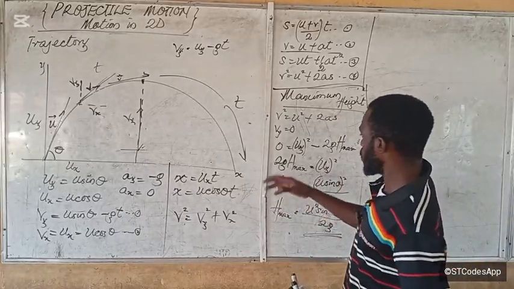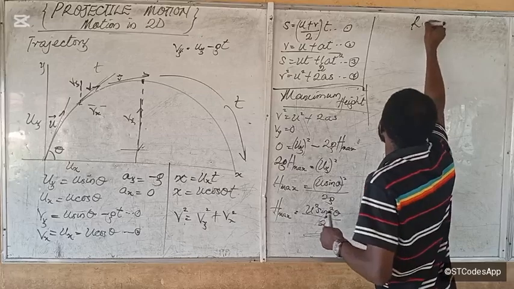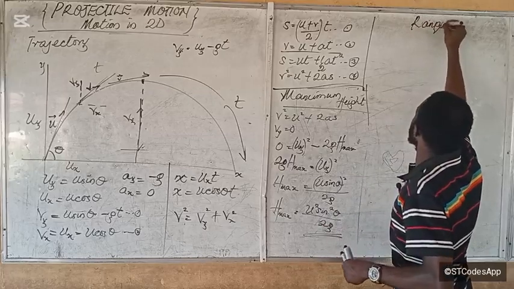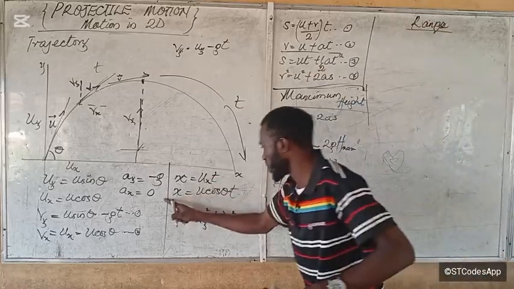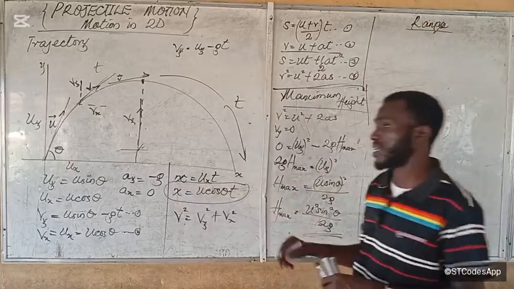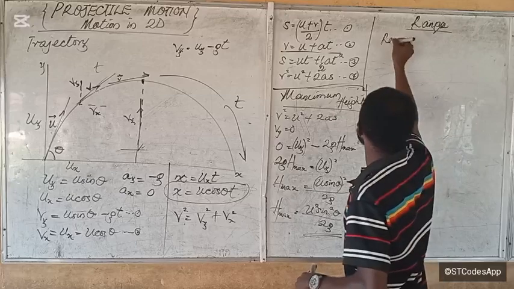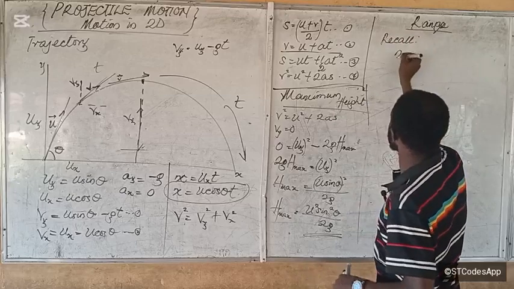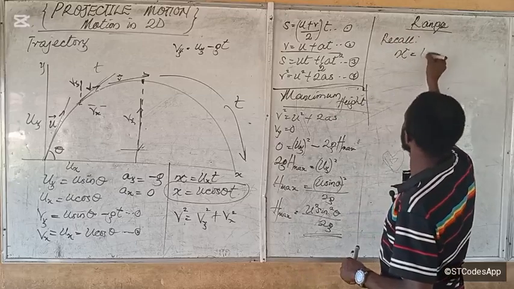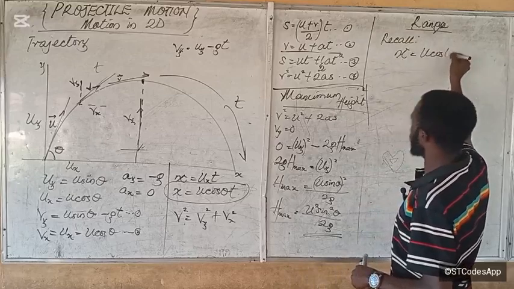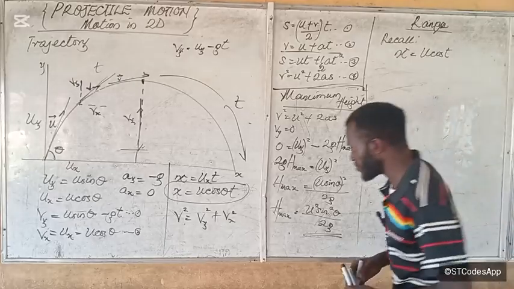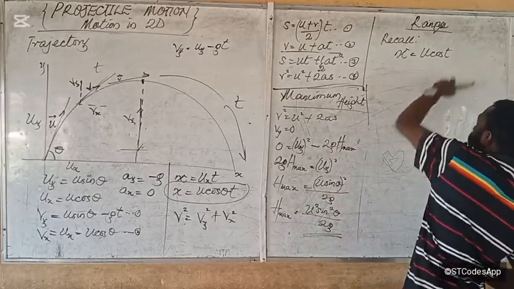So look at this now. What if I want to talk about the maximum range? The maximum range, that is the maximum horizontal distance. Remember, this is the formula we use for horizontal distance. So recall that we said that the horizontal distance x is given by u cos theta times t.